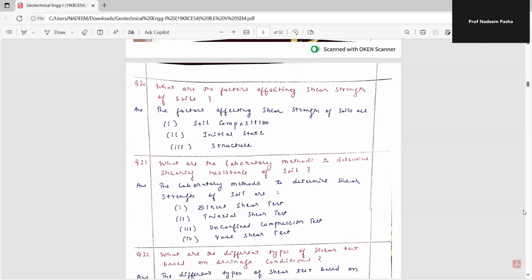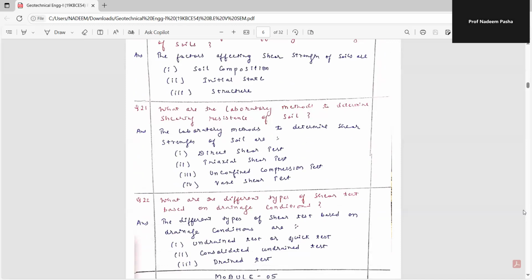Now, what are the laboratory methods to determine shearing resistance of soil? The laboratory methods to determine shearing strength of soil are direct shear test, triaxial shear test, unconfined compression test, and vane shear test. So what are the laboratory methods to determine shear resistance of soil? चार टेस्ट है: direct shear test, triaxial shear test, unconfined compression test, and vane shear test.